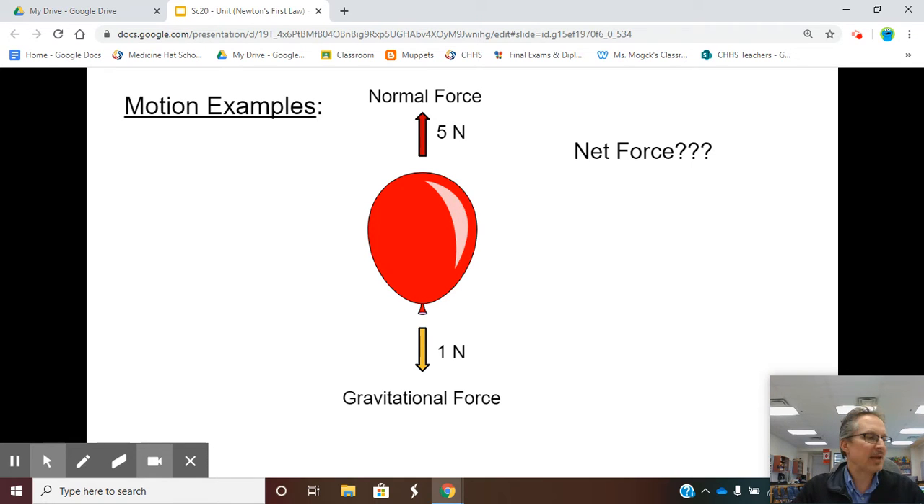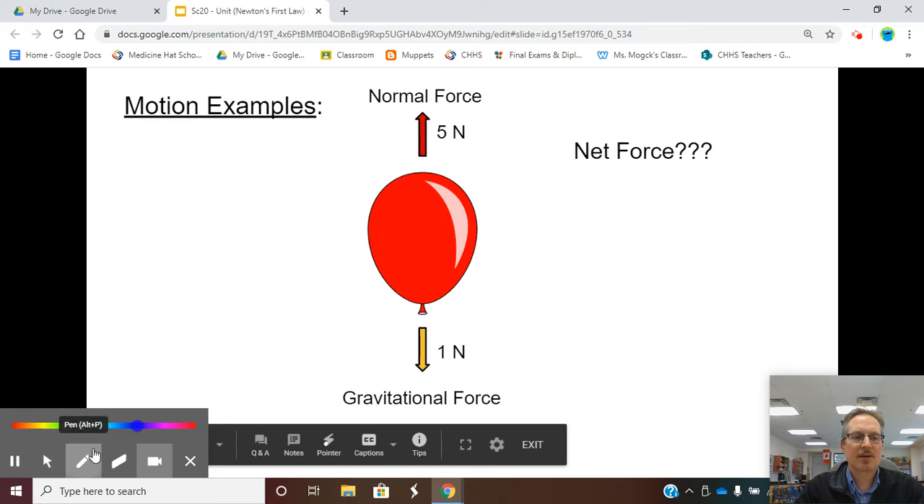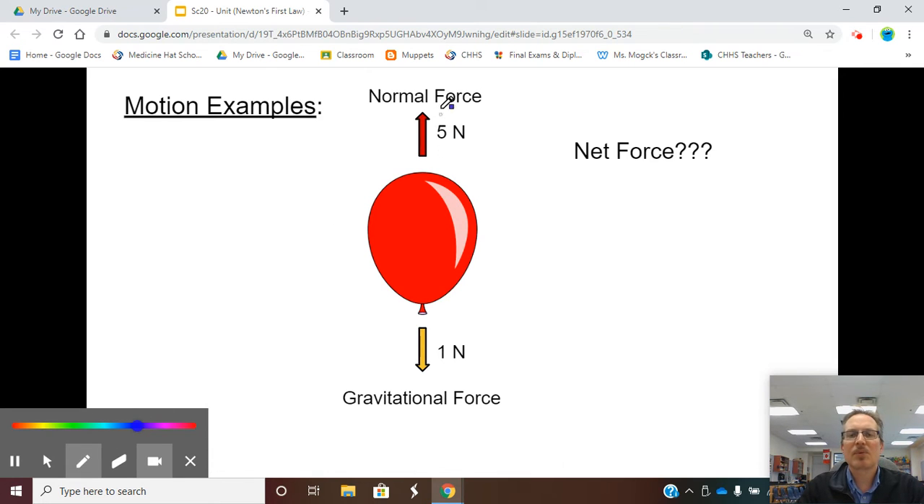So again, being able to do this, and I'm going to trick my pen into working on this. Grab pen color here. Beautiful. So we're going up. So I'm going to say my normal force is positive. I'm going to say my gravitational force going down is negative.